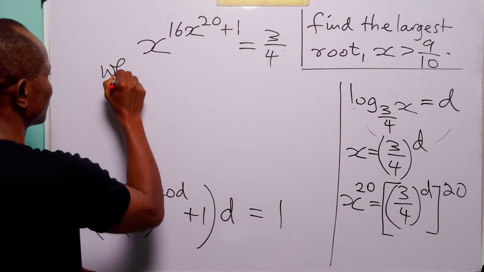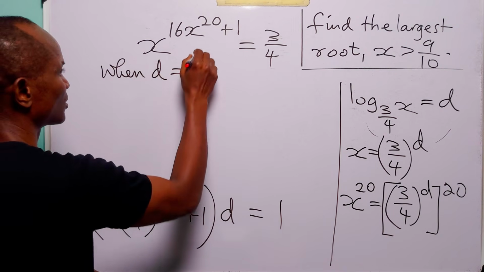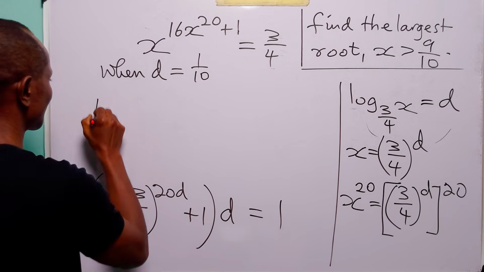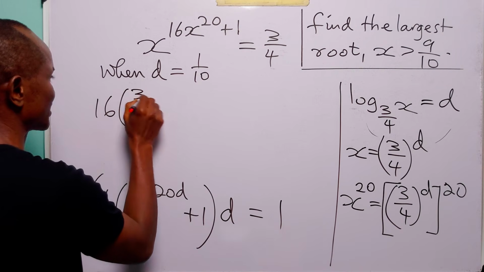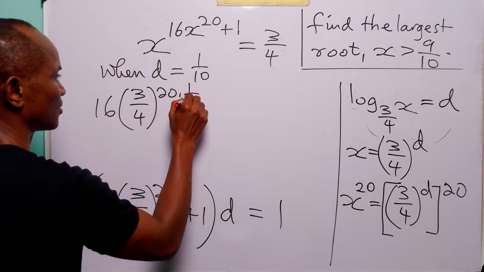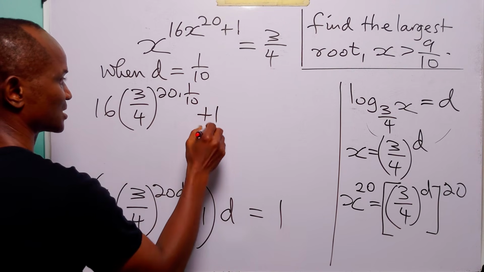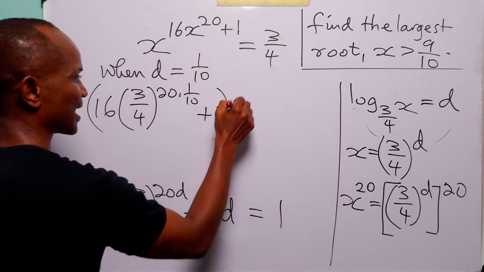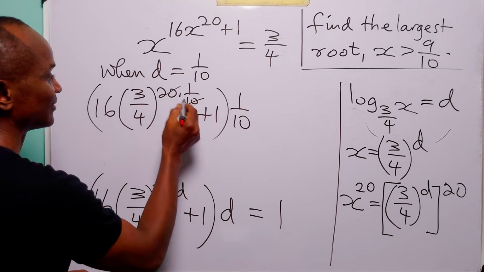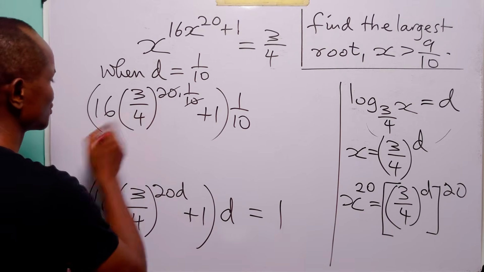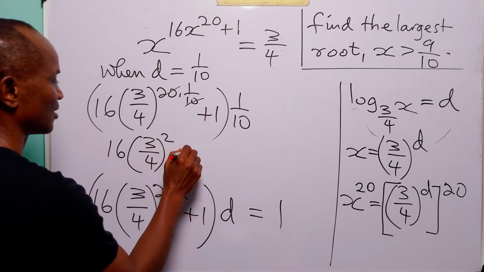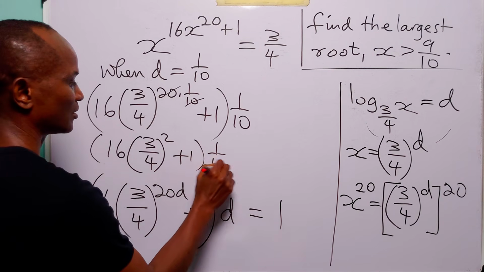Notice that when d is equal to 1 over 10, this left-hand side is going to be equal to 16 times 3 over 4 to the power 20 times 1 over 10 plus 1 multiplied by 1 over 10. Of course, 20 divided by 10 is equal to 2. So this is 16 times 3 over 4 squared plus 1 multiplied by 1 over 10.